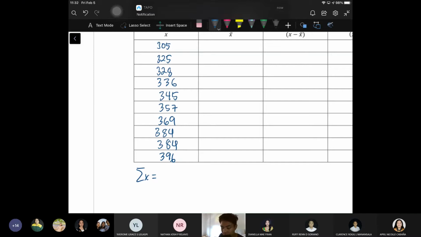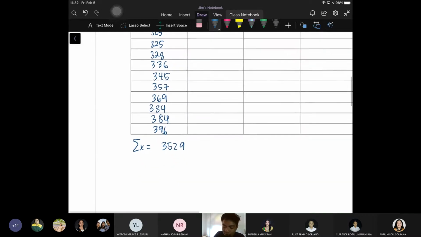Okay? So the sum is, paki-check kung pares tayo ng figures, ha? That will be 352.9. Okay. Hopefully, yan din nakuha nyo. Okay? So the sum of all the value of x is 352. Ay, 3529 pala. Average na yung binigay ko. So that's 3529. So we can now solve for the mean.